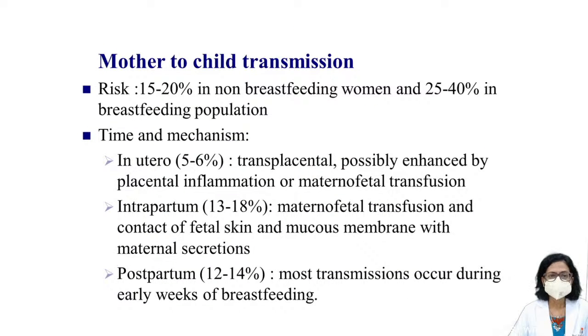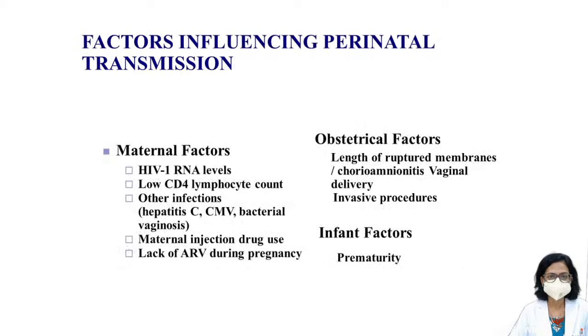Mother-to-child transmission is important because the risk in non-breastfeeding women is 15 to 20%, which almost doubles to 25 to 40% in the breastfeeding population. When does the infection occur? It can occur in utero, transplacental, especially if there is placental inflammation or because of maternal fetal transfusion. The most important time is intrapartum, at the time of delivery, because the baby comes in contact with the virus-infected secretions in the vaginal tract, and then postpartum when the mother is breastfeeding through the breast milk.